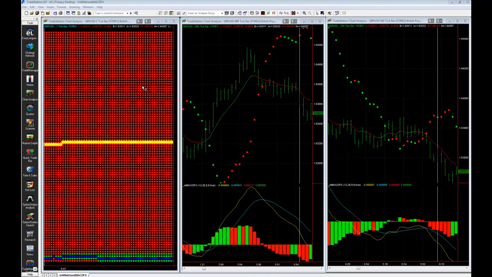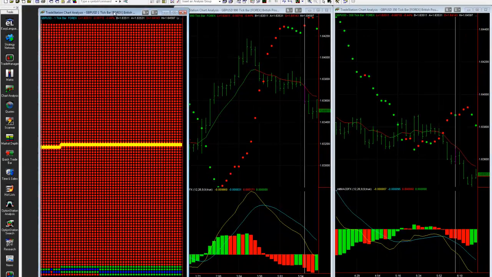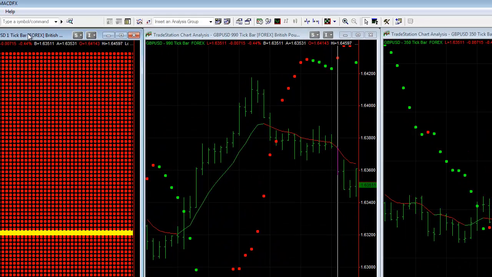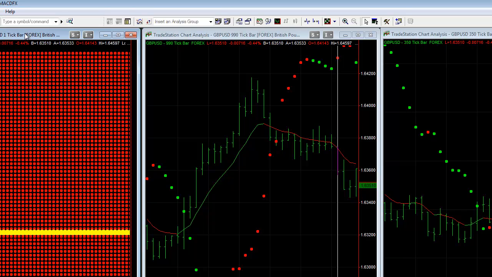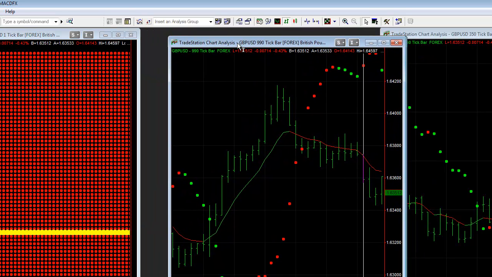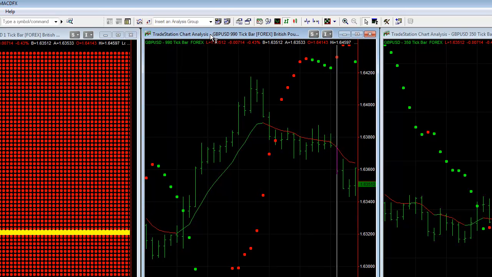We have on this desktop a matrix. This one happens to be a MACD matrix. We have two bar charts. They're both identical and set to different intervals. And both of the bar charts contain a traditional MACD indicator at the bottom of the chart.